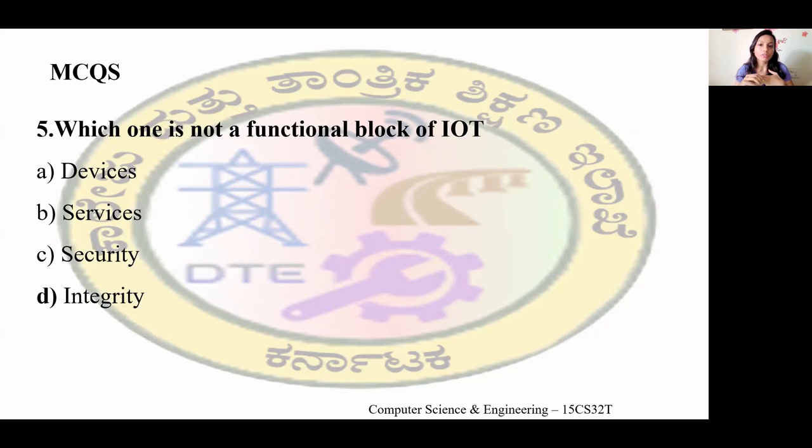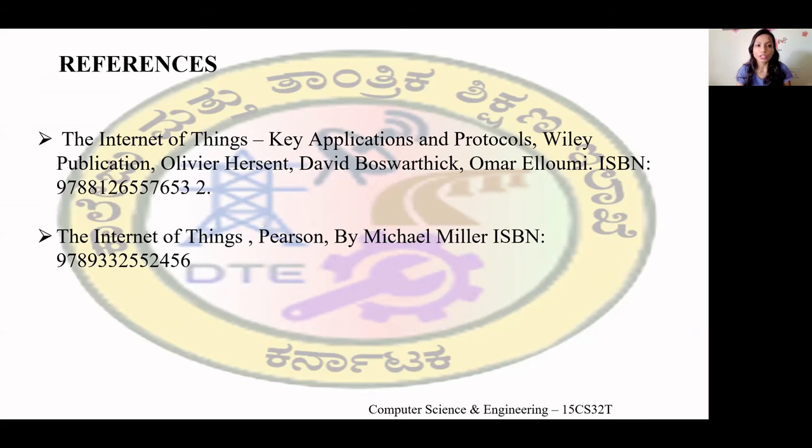Then, which one is not a functional block of IoT? 6 were there. Yes or no? Integrity is not. Which are they? Devices, services, security. Which are the other 3? Management, application, and which is one more? Communication. Okay, these are the 6. Integrity is not a functional block.